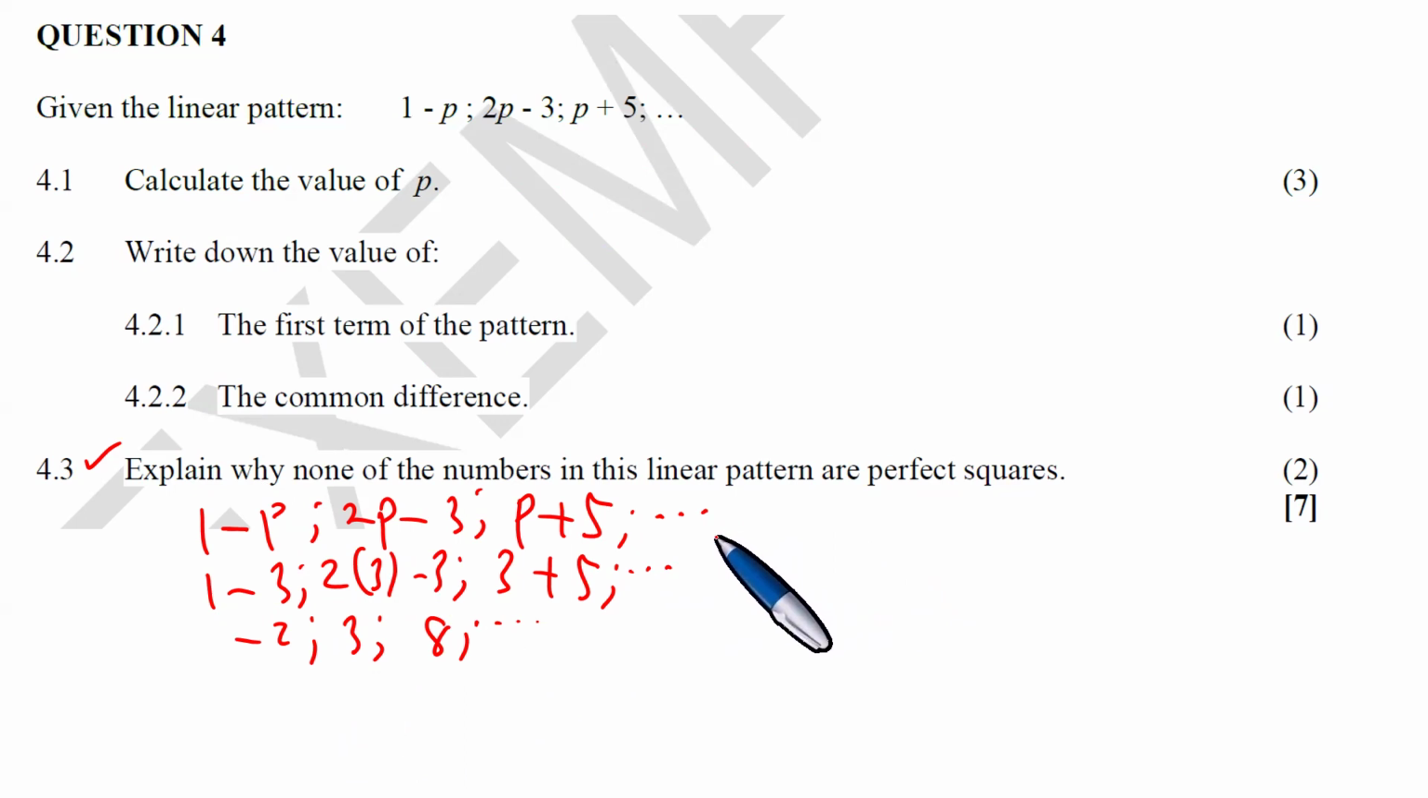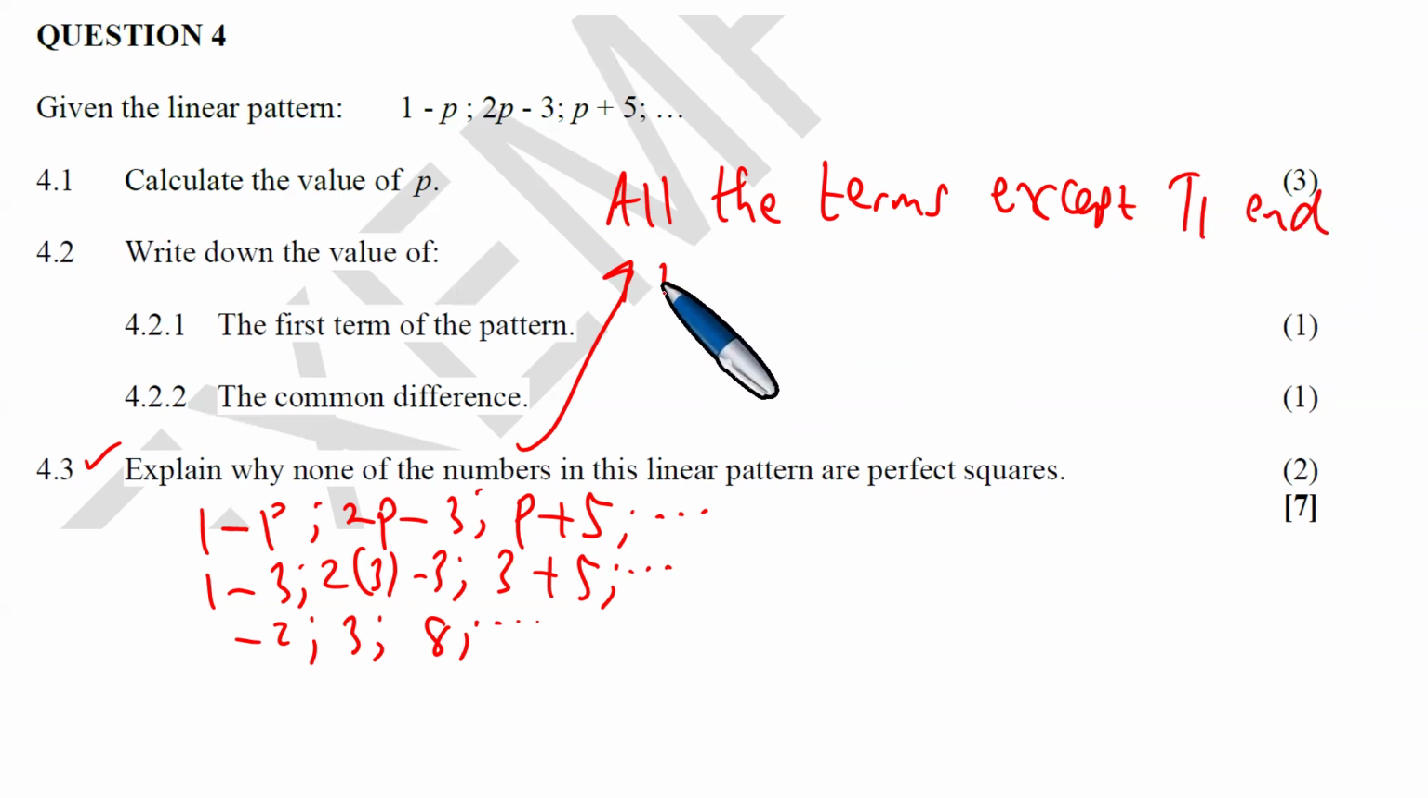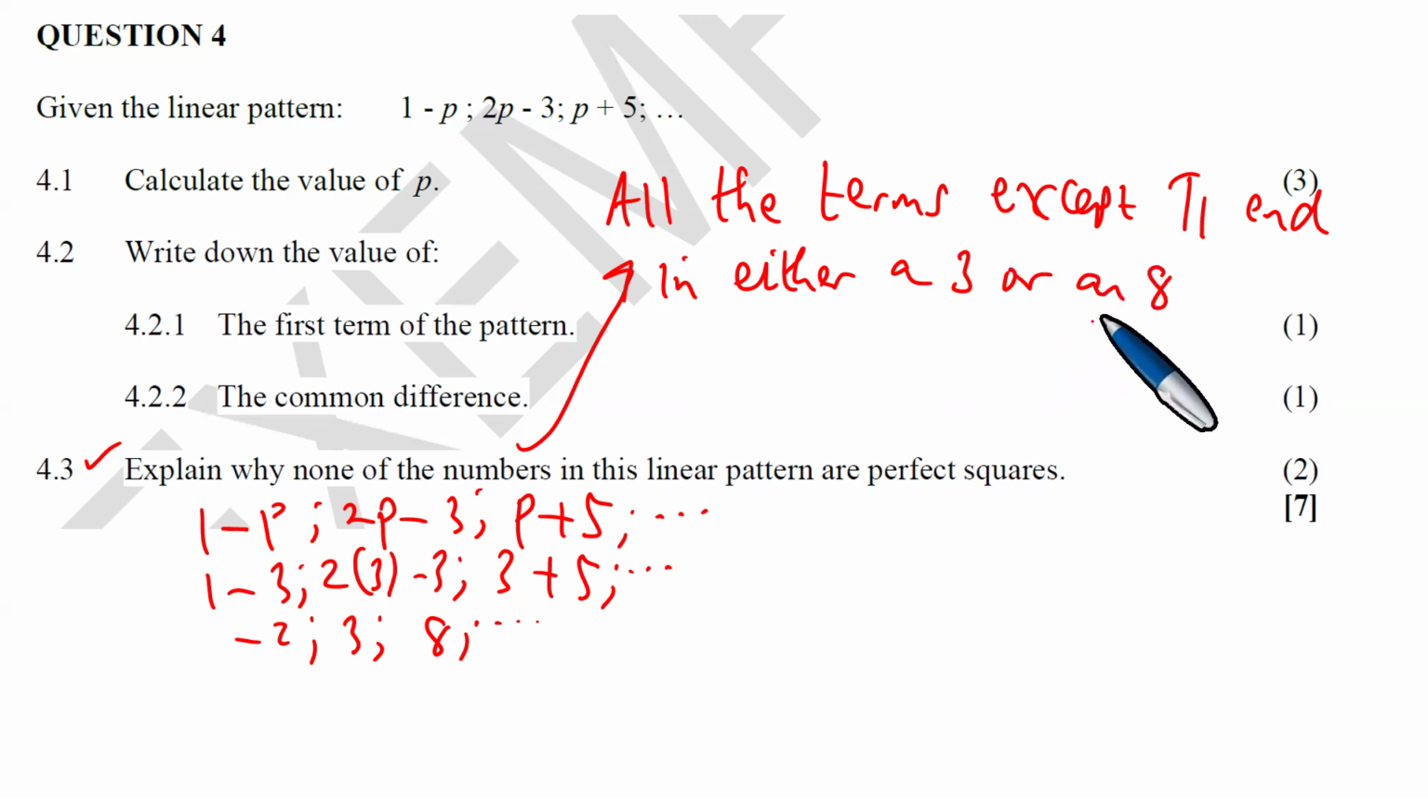Right, so this is the explanation. We're able to see that all the terms, except T1, end in either a 3 or an 8. Okay, all the terms end in 3 or an 8.